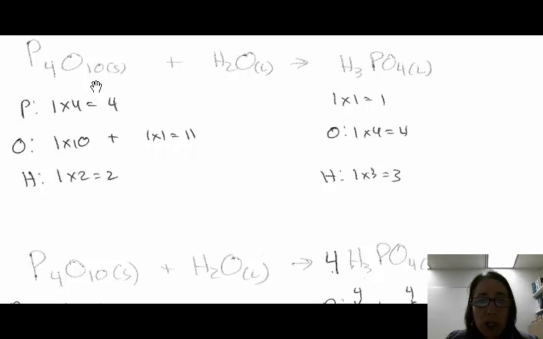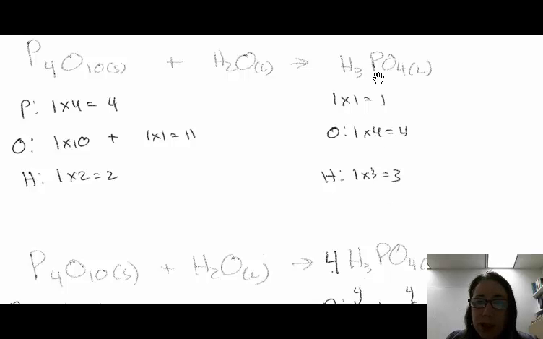If we look at oxygen, I have 1 times 10 from my binary covalent compound here, and I have 1 oxygen from water, which gives me a total of 11. And then on my product side, I have 1 times 4, which is 4. Hydrogen, I have 1 times 2 from my water, which is 2, and then 1 times 3 from my phosphoric acid, which is 3. So clearly, this is not balanced.